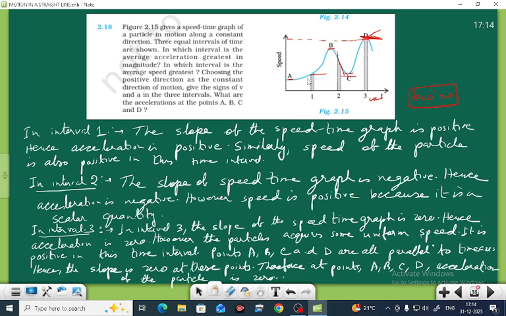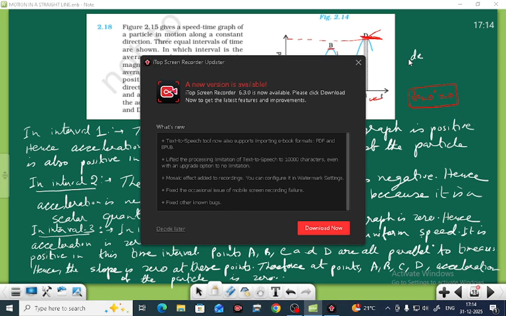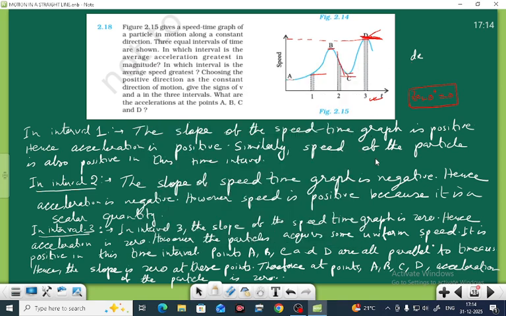So first of all, we find the acceleration. At this point, acceleration is 0, since this is parallel to the time axis. We know that dx by dt is speed, and acceleration is equal to dv by dt. Since the slope is 0, dv by dt at this position is 0, therefore acceleration will also be 0 at this point.